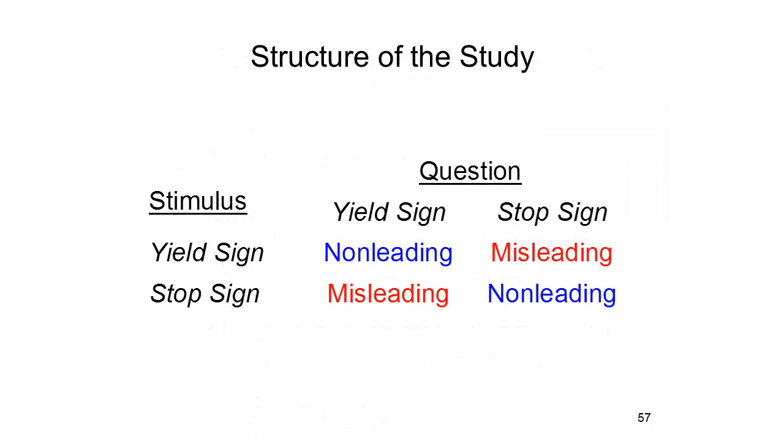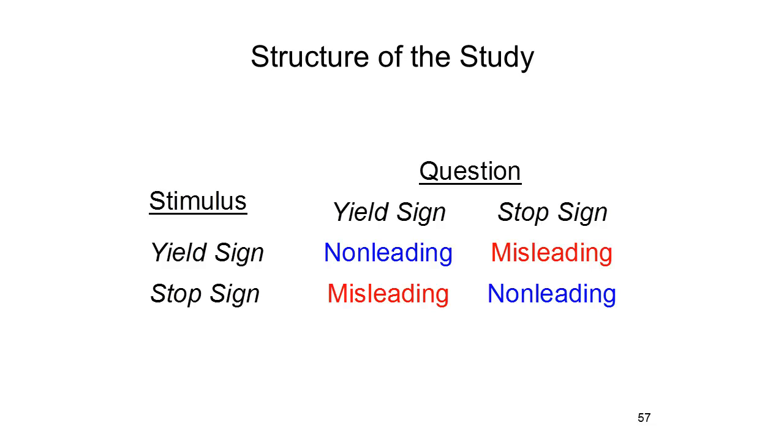Here's the actual design of the experiment, and there have been a lot more experiments like this since then. Half the subjects saw a version of the slideshow with a yield sign, and the other half saw a version with the stop sign. Half the subjects received a question referring to a yield sign, and the other half received a question referring to a stop sign.